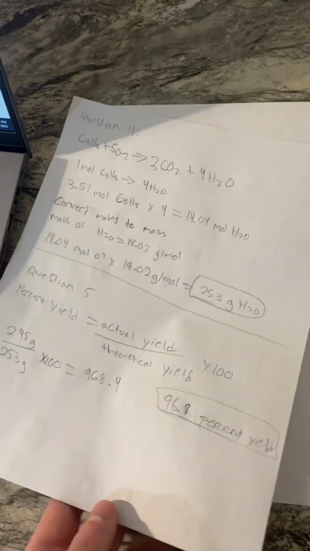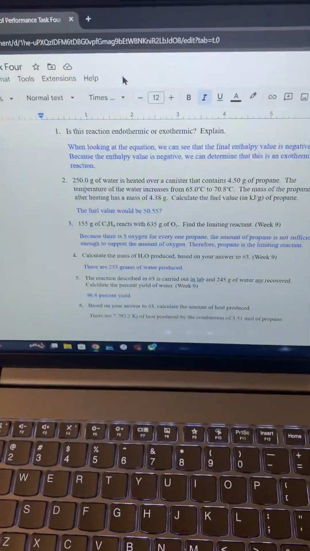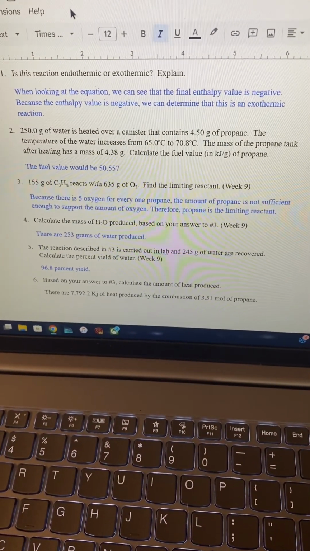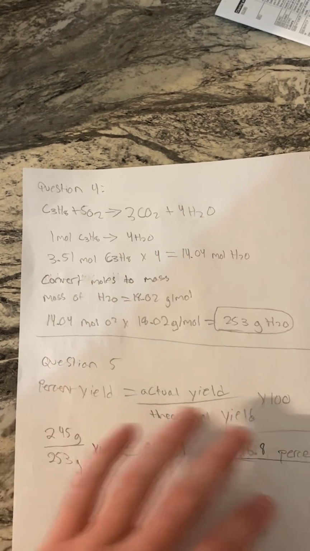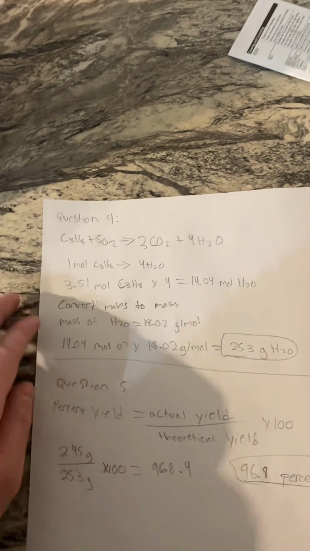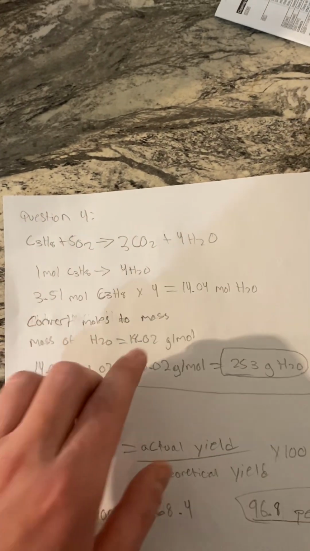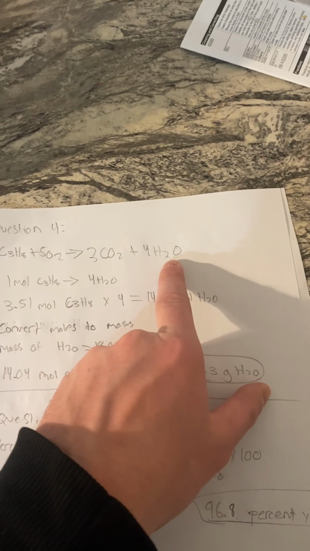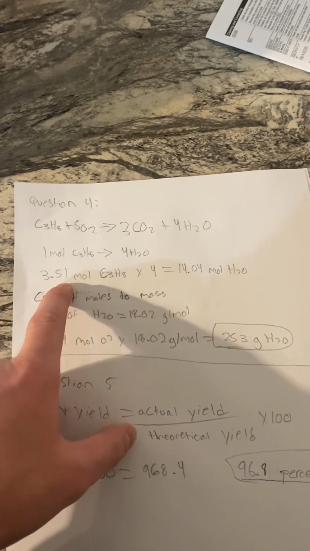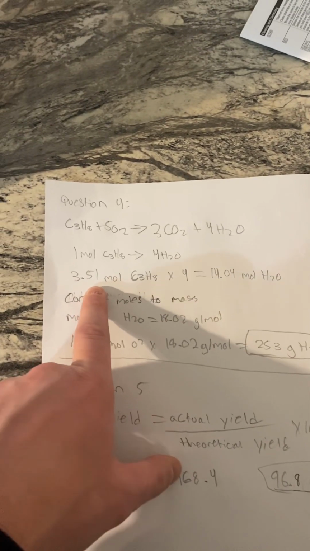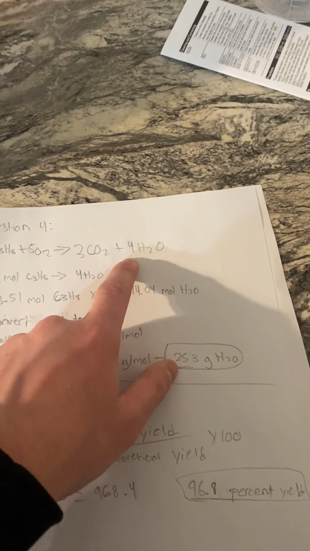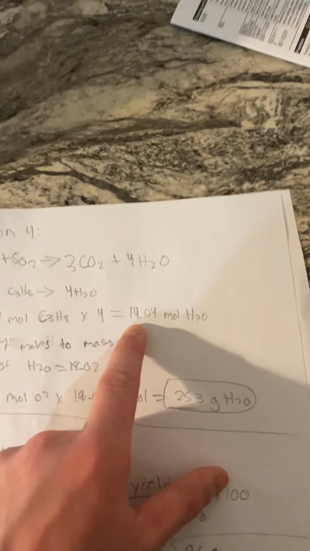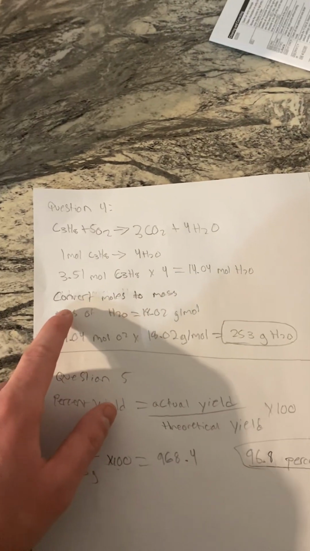Let's see, moving on to question 4. Calculate the mass of H2O produced based on your answer to number 3. So for this question, again, I have written out the given equation, the balanced equation. So for this, we know that 1 mole of propane converts into 4 moles of H2O. So we're going to take our, I'm sorry, not our given, our calculated 3.51 moles of propane. We're going to multiply that by 4. That's going to give us 14.04 moles of H2O.